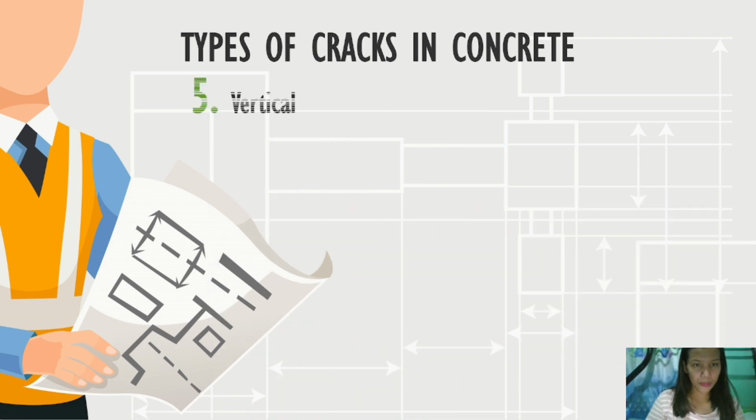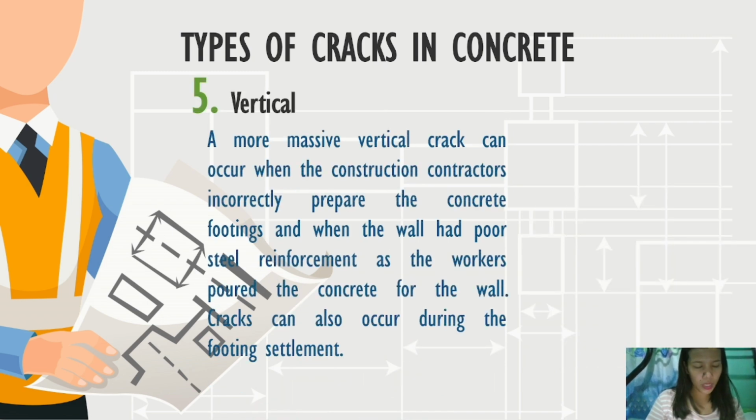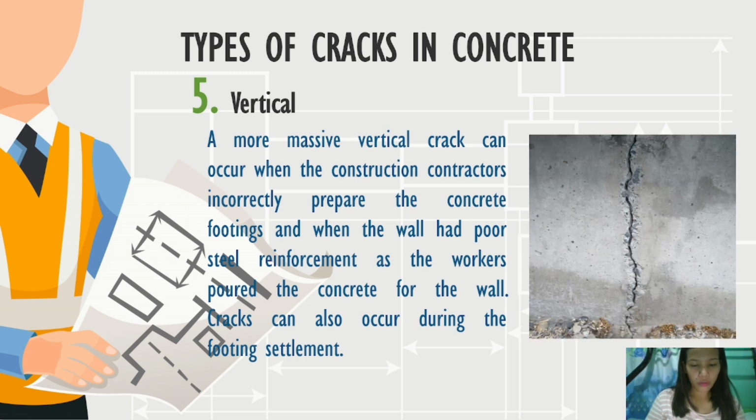And the next type is the vertical. A vertical foundation crack due to earth loading or force would be unusual. More massive vertical cracks can occur when the construction contractors incorrectly prepare the concrete footings and when the wall had poor steel reinforcement as the workers poured the concrete for the wall. Cracks can also occur during footing settlement.